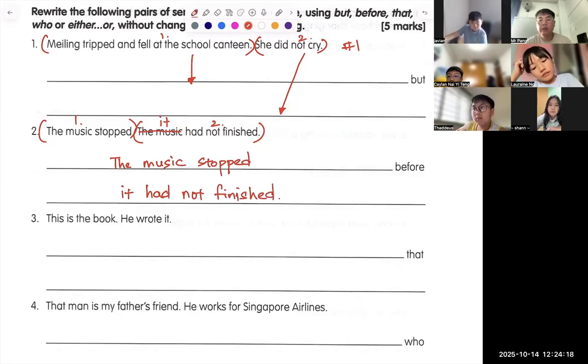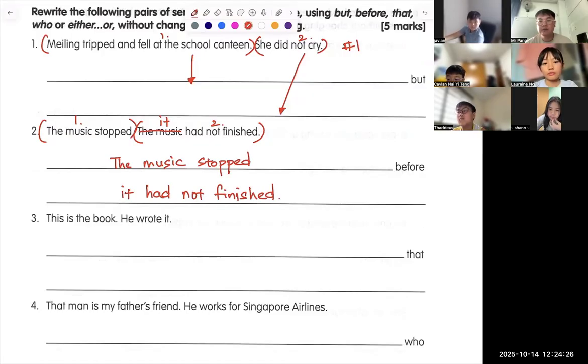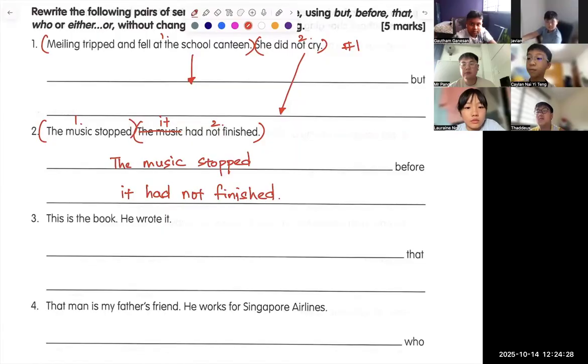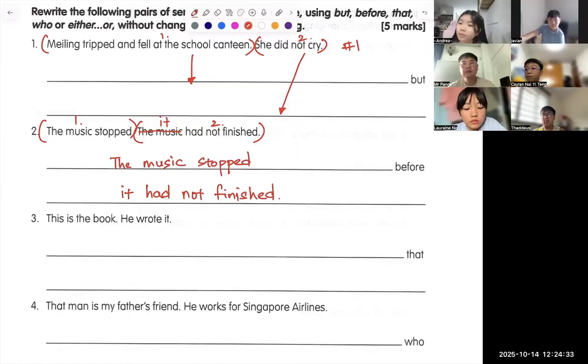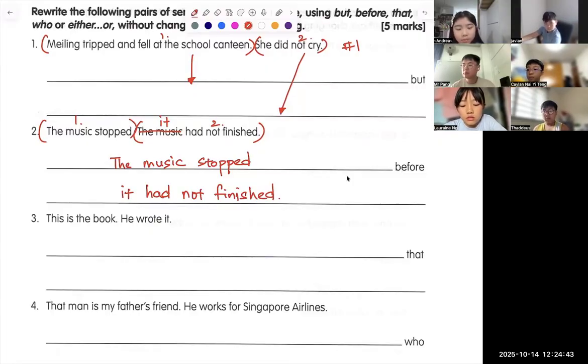Are you all okay with this? No, right? You're not okay with this, right? Can someone tell me what's wrong with this? Gautam? The sentence does not sound right because "the music stopped before it had not finished" makes no sense. "The music stopped before it had finished" makes more sense.